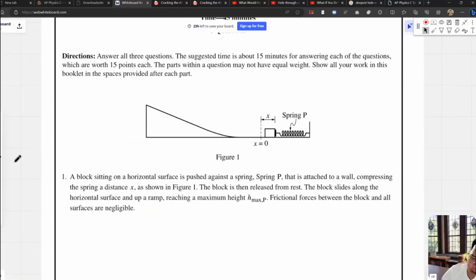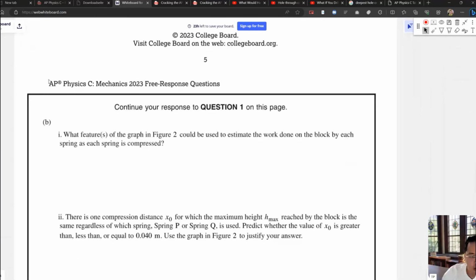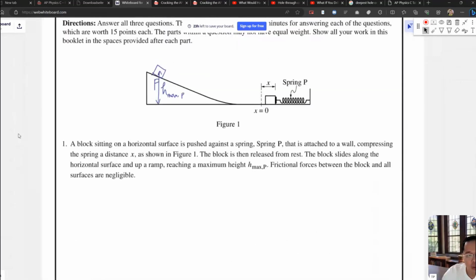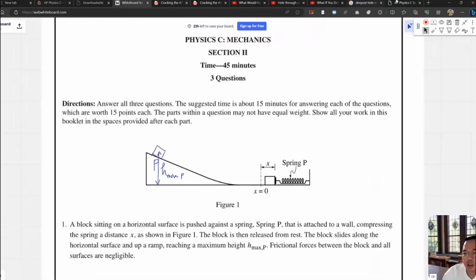So after being released from the compressed spring, the object can slide up to the top here, position B, and it has the maximum height from its center to the ground here, h max P. The frictional force between the block and the surfaces is negligible. Okay. What is question A? Let me find it.